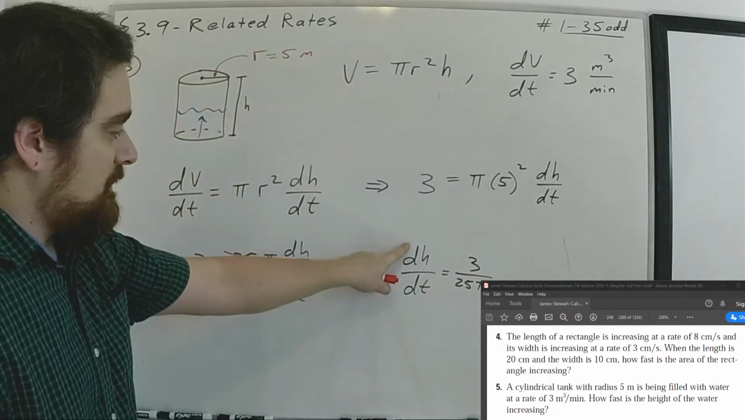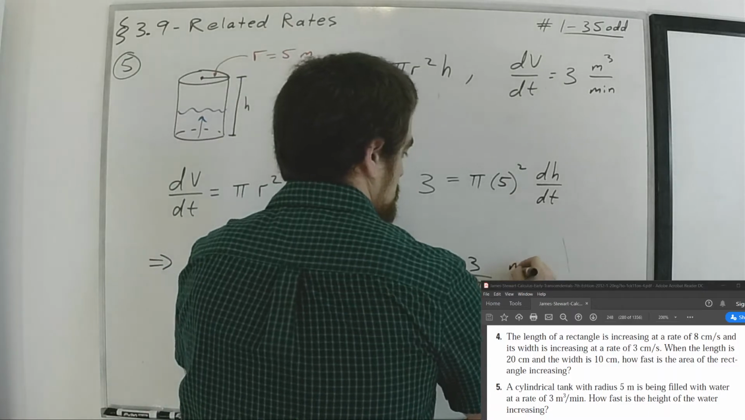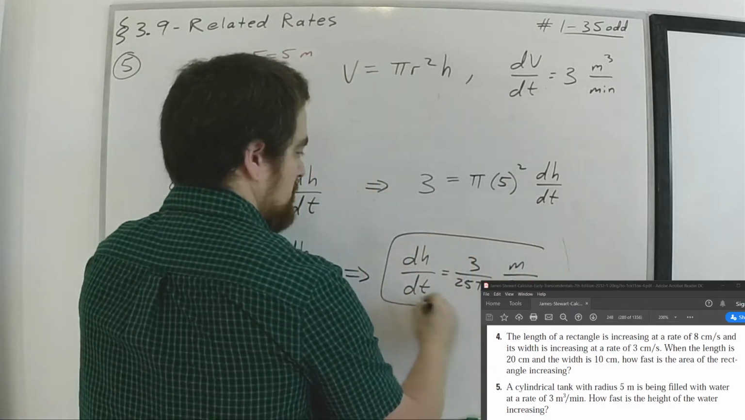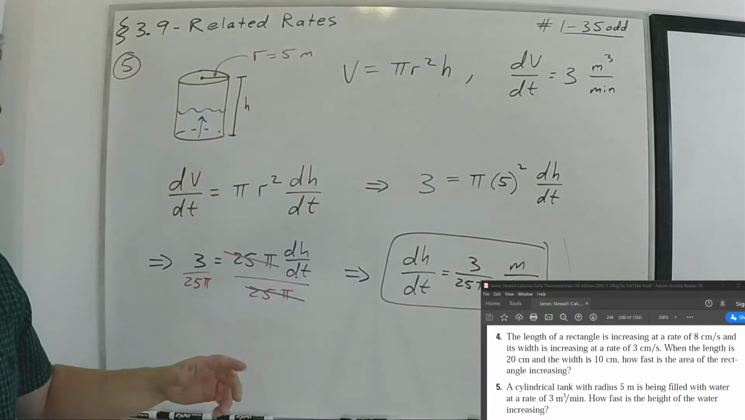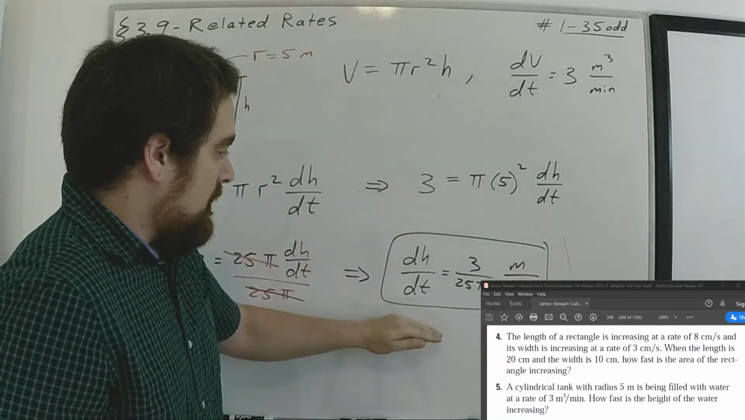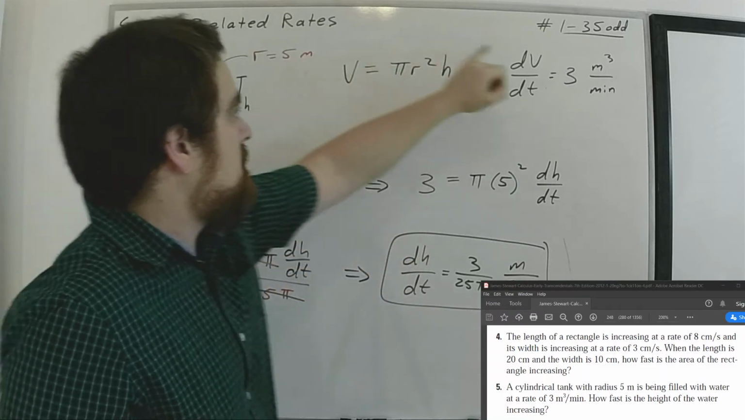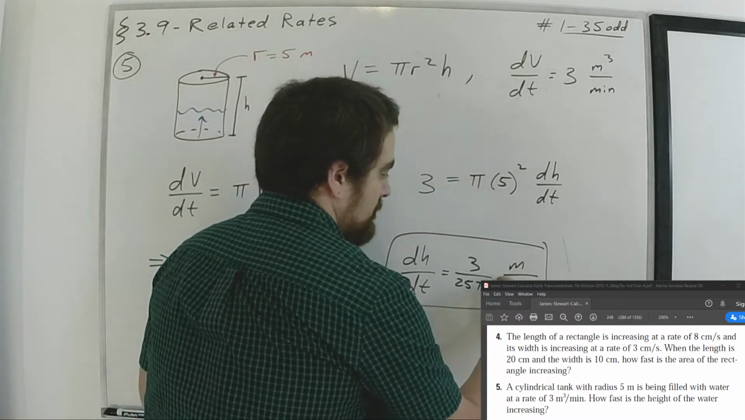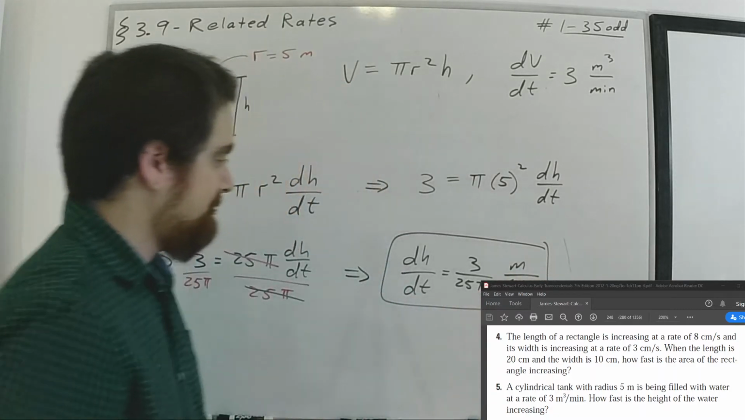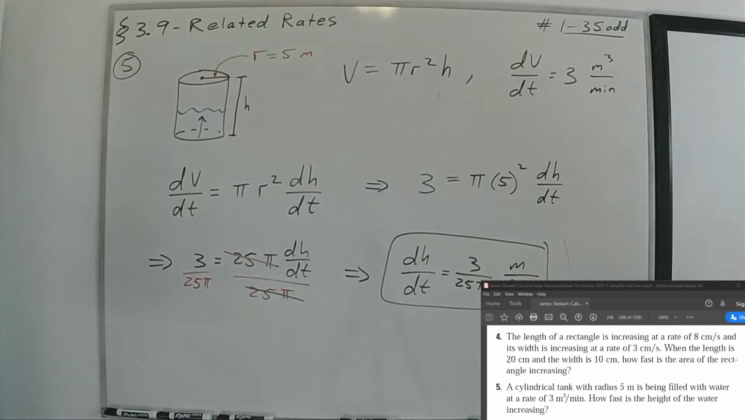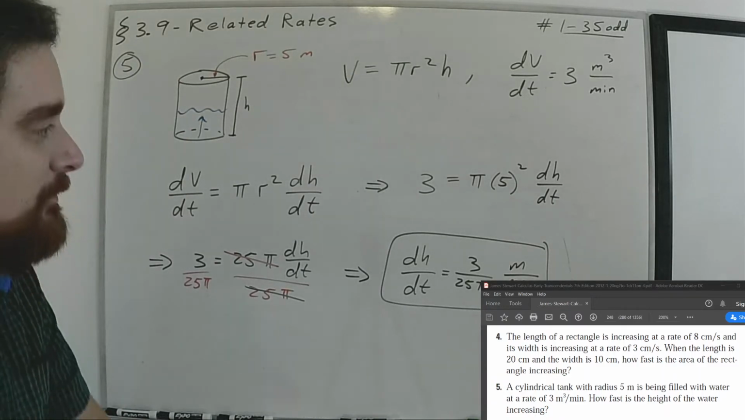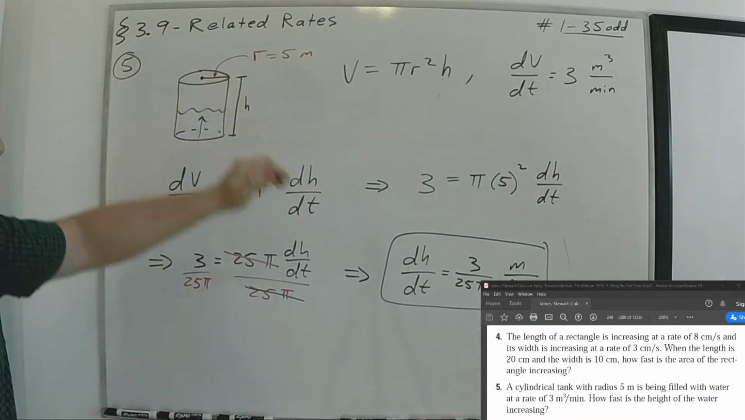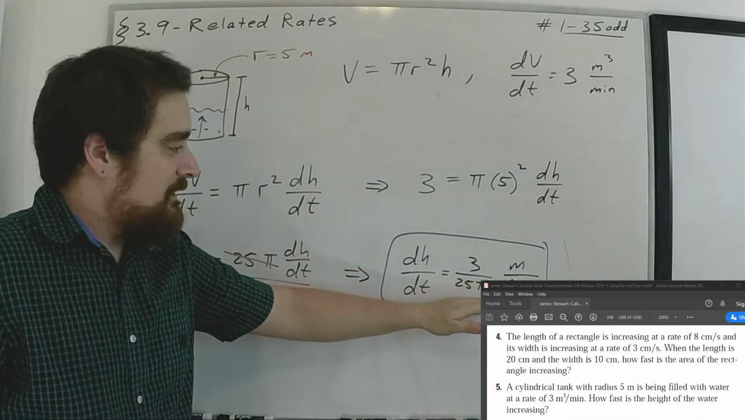And since it's change in height, I'm going to do meters per, since it's change in time, I'm going to do seconds. Remember that your units have to agree on both the left-hand and the right-hand side. Height per time, well, height we're talking about meters in this problem. Time we're talking about minutes, so I wrote seconds. Let's fix that. And yes, the original problem was in minutes. Good. So the height is increasing at this rate, 3 over 25 pi meters per minute.